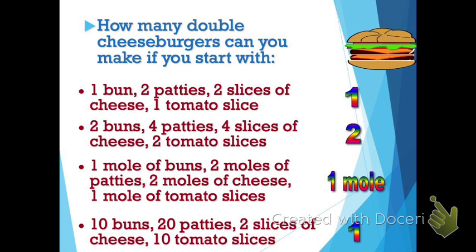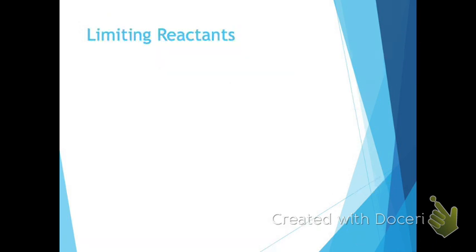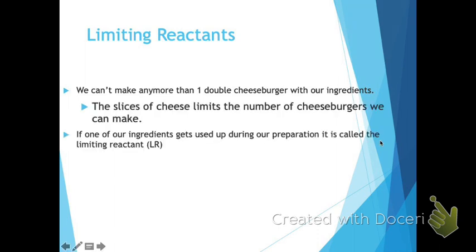It limits the amount of my product that I can make. Okay? I need to make sure that we understand that concept. I'm going to run out of cheese. Let's say I've got an assembly line. Buns, patties, cheese, tomato, right? After I make the first burger, I'm already out of one of my reactants. So my production comes to a stop. There's nothing else I can do. So I can only make 1. Okay. We can't make any more than 1 double cheeseburger. Slices of cheese limits the reactions.